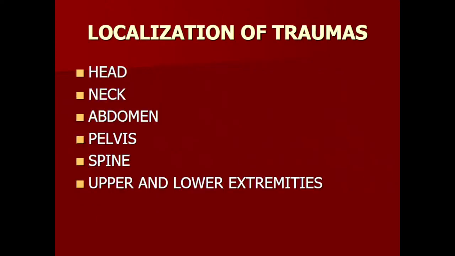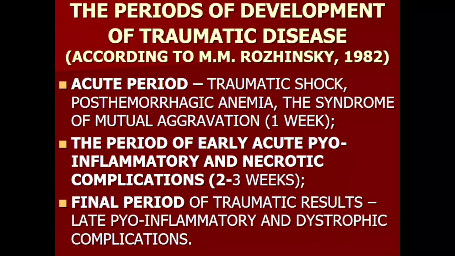At the accident place, do not put a final diagnosis. If the patient has polytrauma, correctly put the diagnosis: damage of head, neck, abdominal, pelvic, spine, upper and lower extremity. Do not put a full diagnosis. Why? Otherwise you lose time. You must have time for treatment of patients in this period.